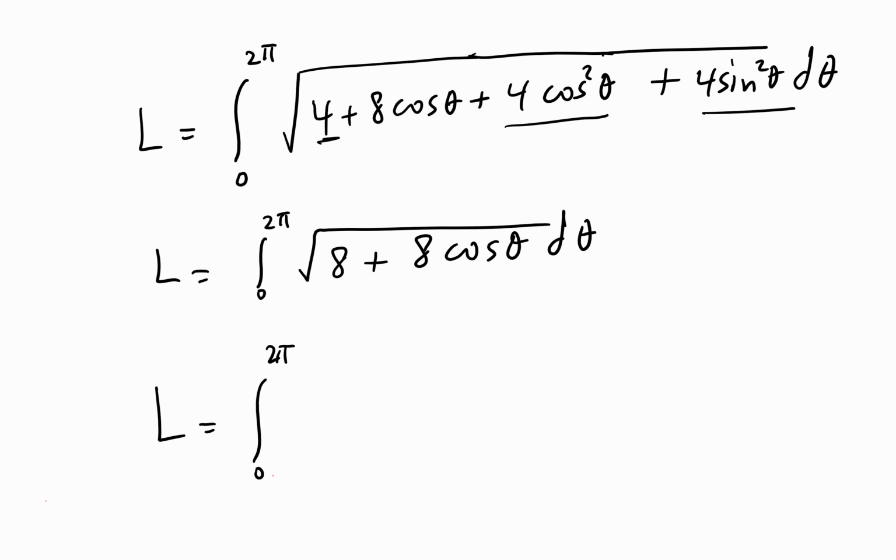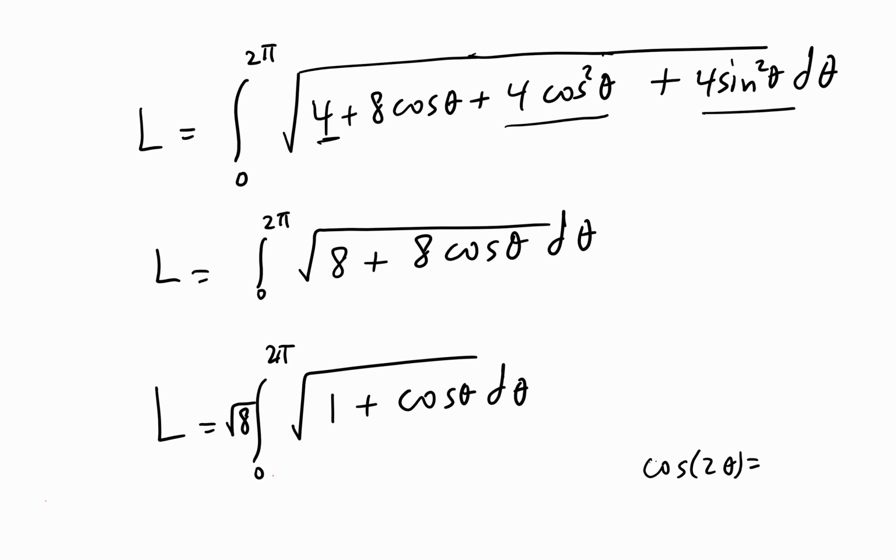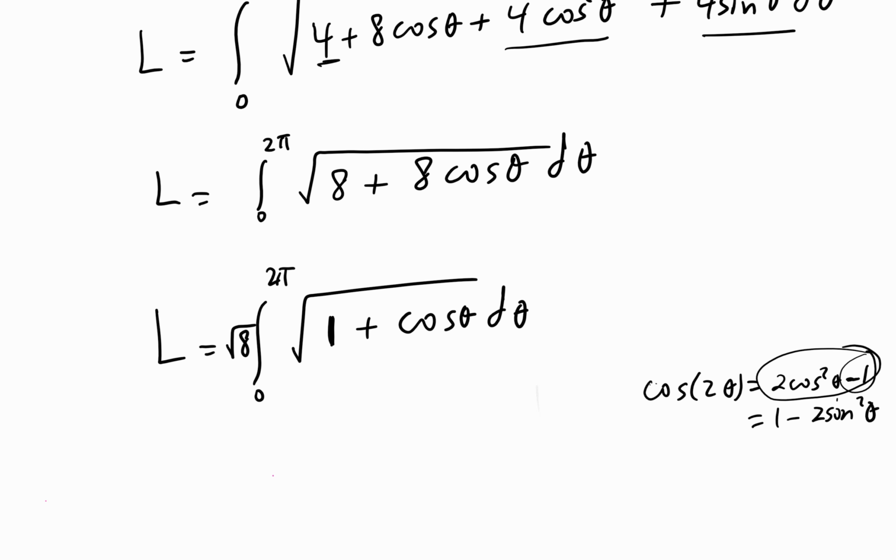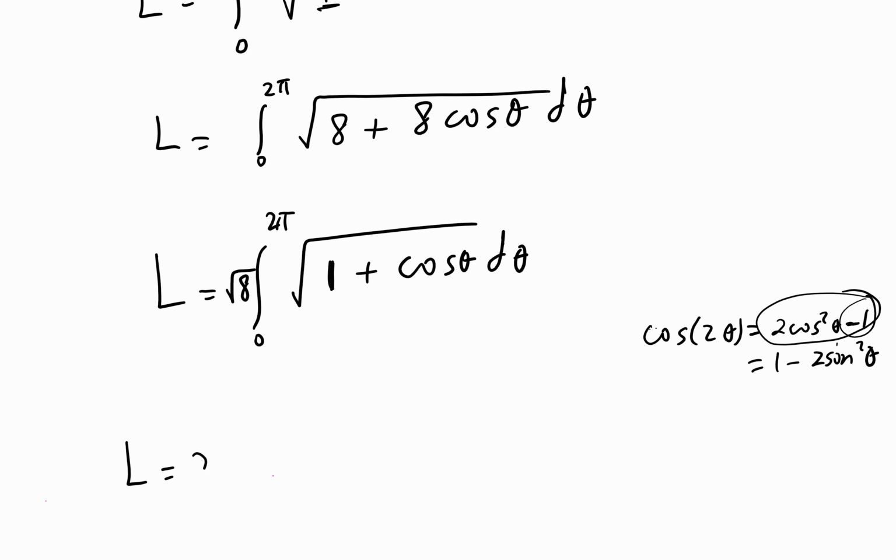From 0 to 2 pi. You can factor 8 out as a square root of 8. That will leave 1 plus cosine theta. We know that the double angle formula has cosine 2 theta as 2 cosine squared theta minus 1 or 1 minus 2 sine squared theta. So probably we're going to go with the first one because I want the negative 1 to cancel the 1 inside the square root. So I can say square root of 8 is 2 square root of 2, from 0 to 2 pi.